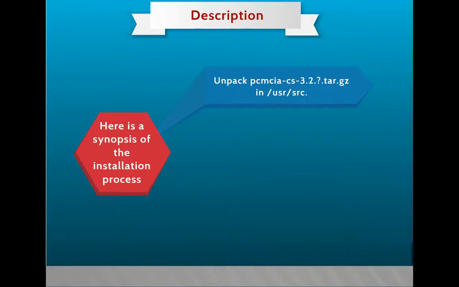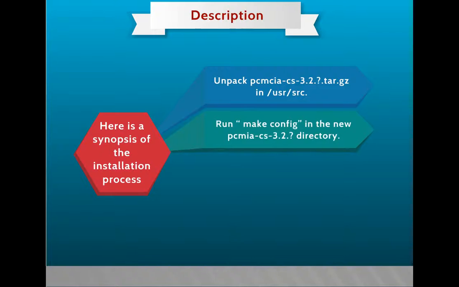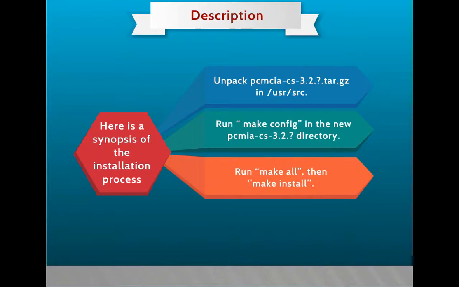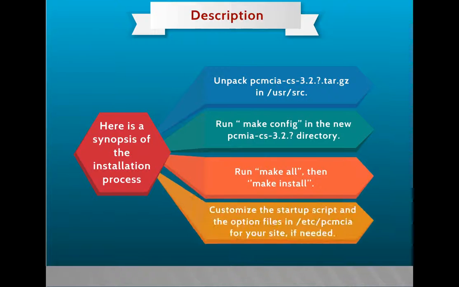Unpack PCMCIA CS3.2 tar.gz in /usr/src. Run make config in the new PCMCIA CS3.2 directory. Run make all, then make install. Customize the startup script and the option files in /etc/pcmcia for your site if needed.